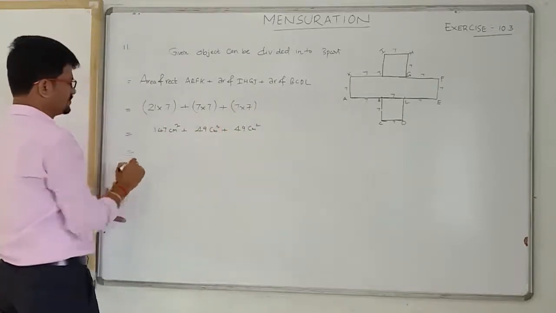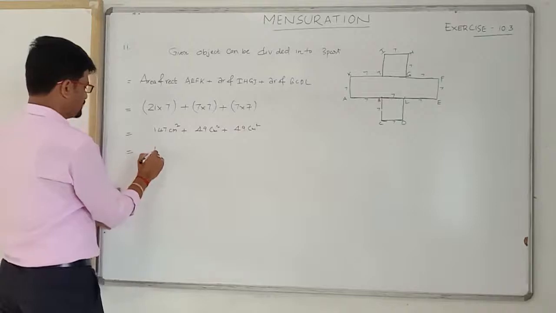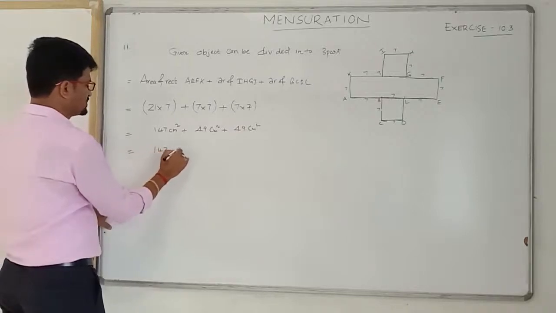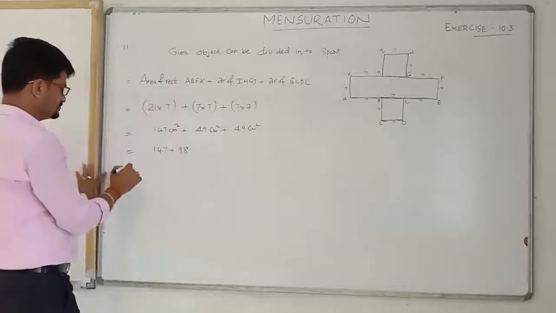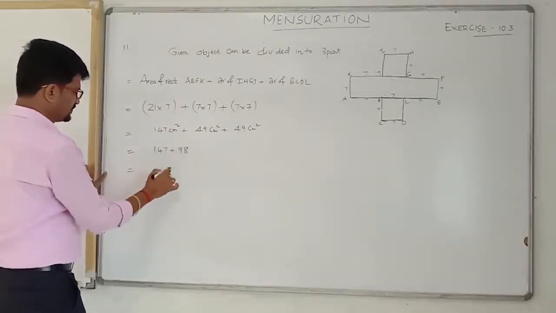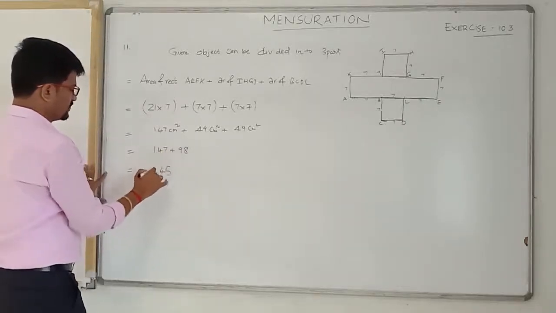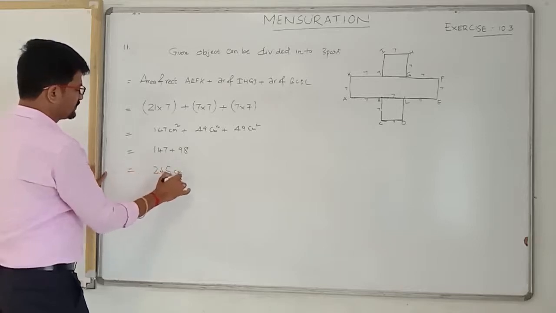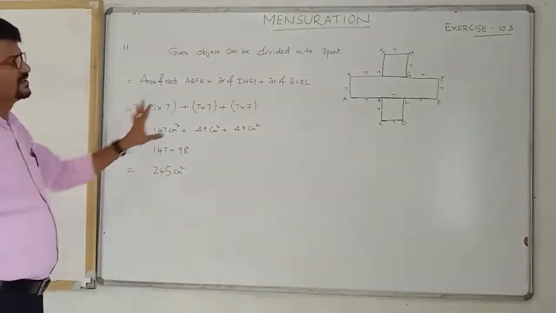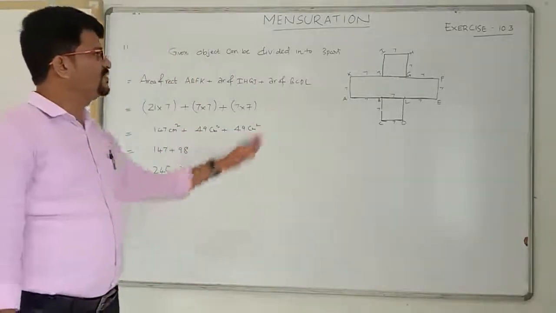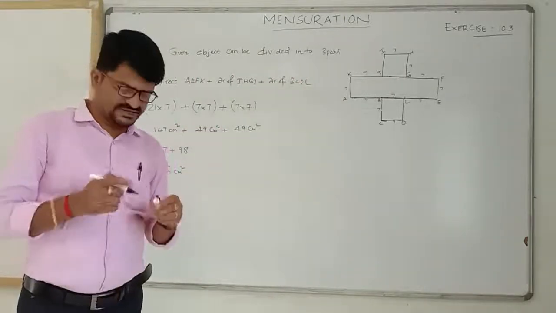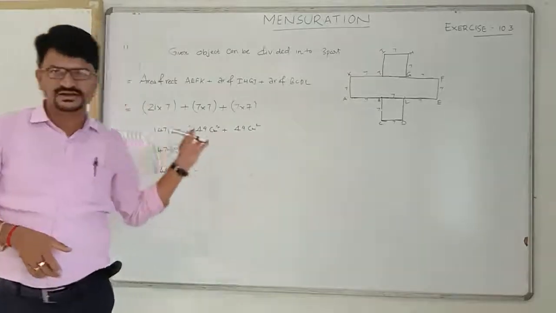That implies 49 plus 49, 98, now 147 plus 98. That implies 8 plus 7, 15, 4, 245 centimeters square. Therefore, the area of this region is 245 square centimeters. Okay, children, write this out.